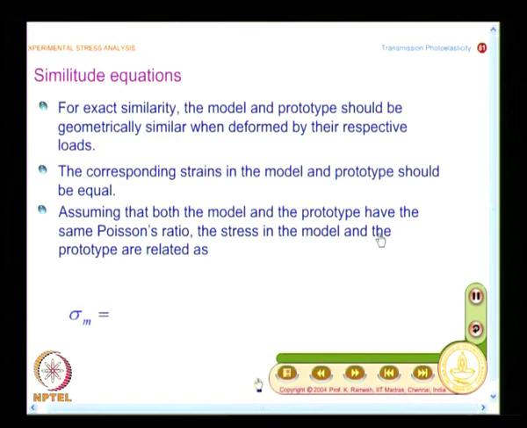See, what is important in doing a model study is that you will have to follow the similitude equations.